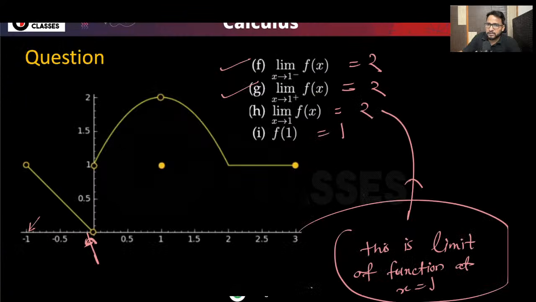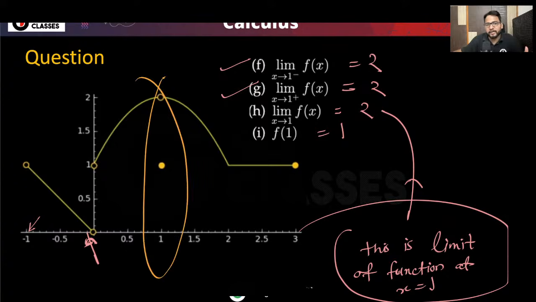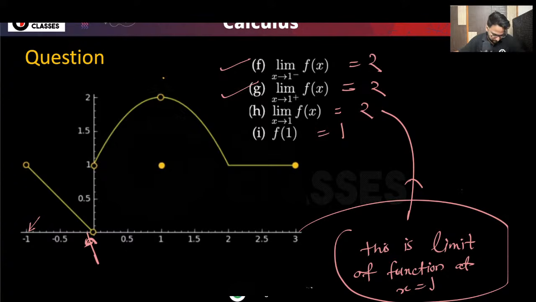And what is the answer of this? This f(1) is independent of the limit. This is very interesting. The limit is saying if you're coming from the left or you're coming from the right. It does not talk about the particular point itself. At x equal to 1, what is your behavior? It does not talk about that. Does this make sense? Okay, so basically this is one.